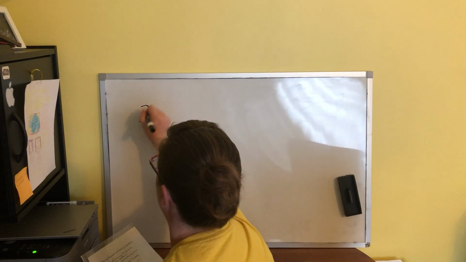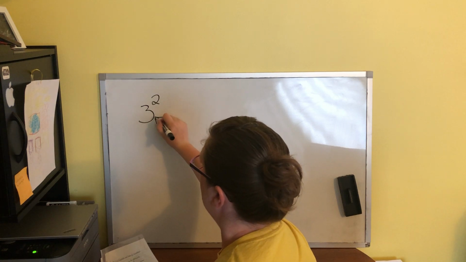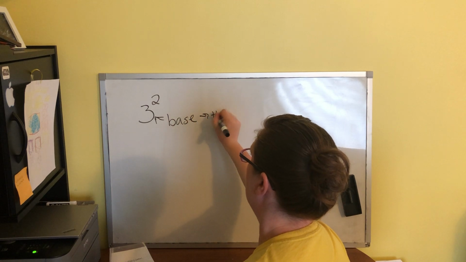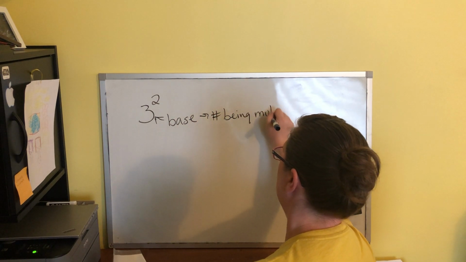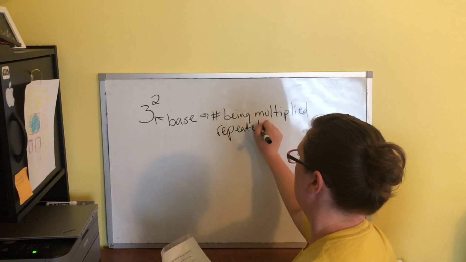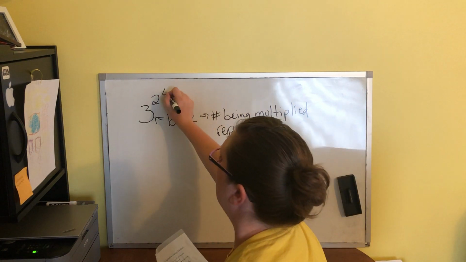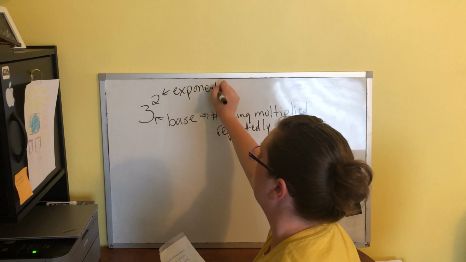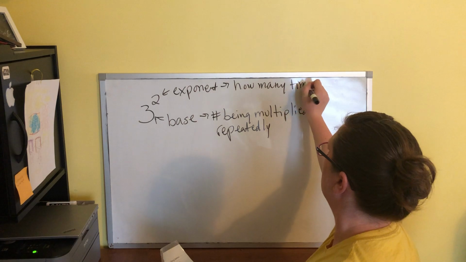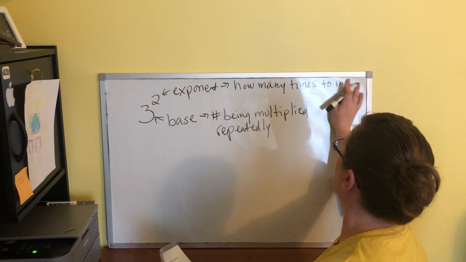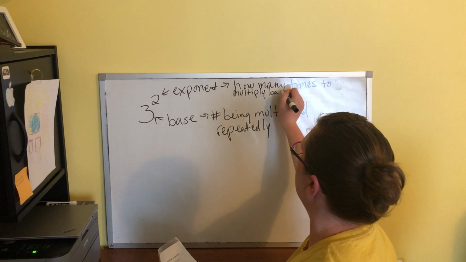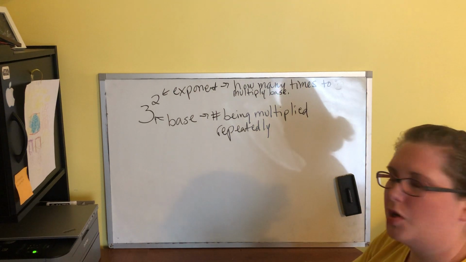So if we were given something like 3 squared, this is the base. This is the number being multiplied repeatedly. Now the 2 is called the exponent, and this is how many times 2 multiply the base, okay, and this is all in your notes.